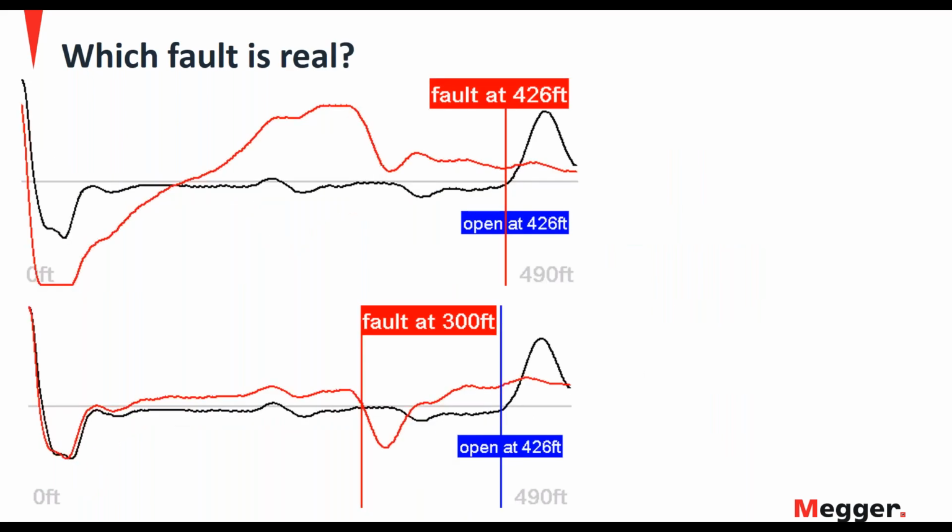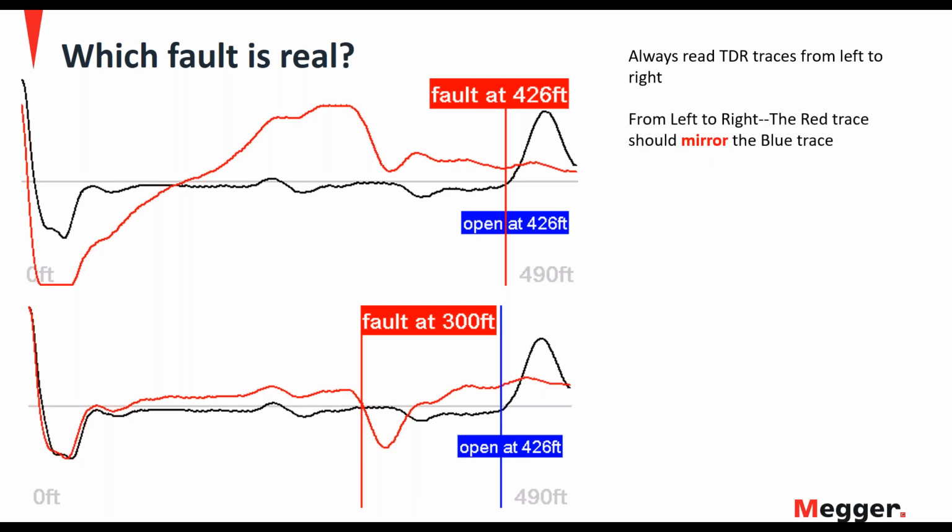Now let's look at an example where the radar gave us two different fault results for the same fault. And we need to pick out which one of these is real. So let's start by reading from left to right, and let's compare these two results. Does the red trace mirror the blue trace? And I should pause here for just a minute.